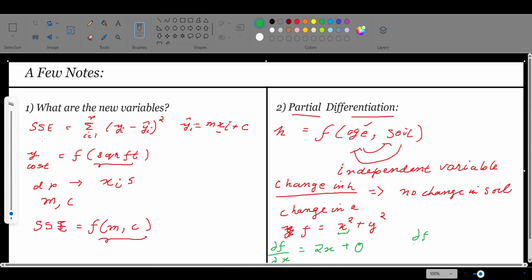Similarly, the partial differentiation with respect to y, any guesses? You can try and pause the video and think of it. It would be 0 plus 2y. Okay, this is just a brief understanding of what partial differentiation is. If you'd like to study it in more detail, I will put a link to the Khan Academy videos on partial differentiation. But this is how much you need to know to be able to understand the next part of the video. Okay, so let's go to the next part.